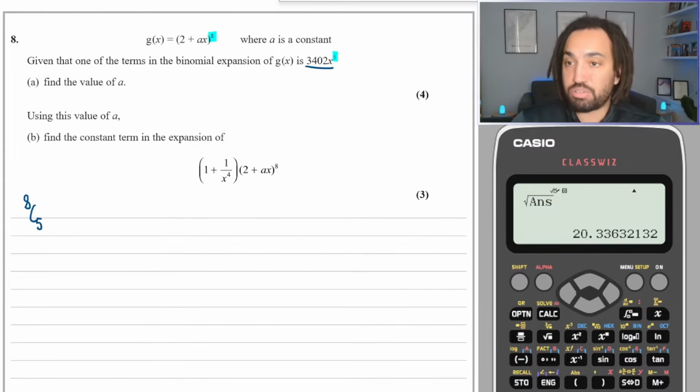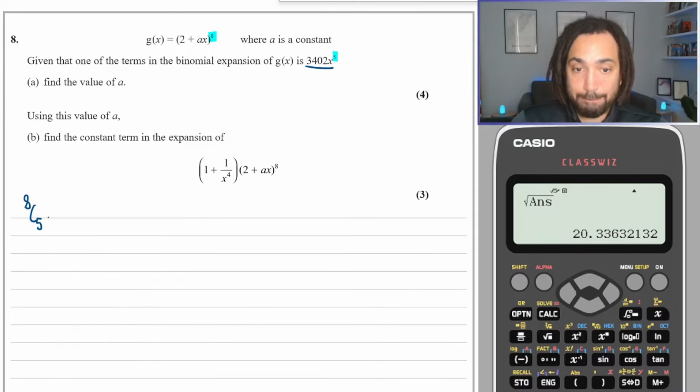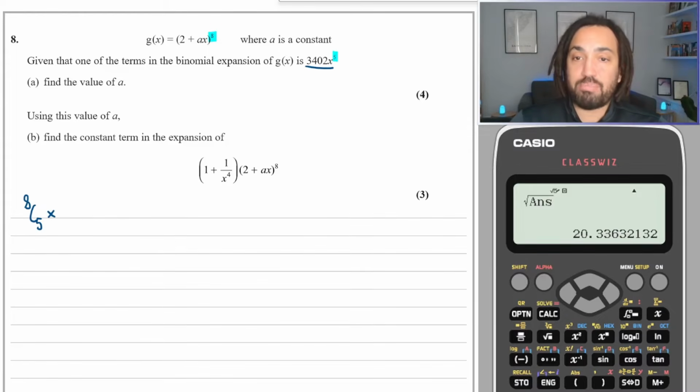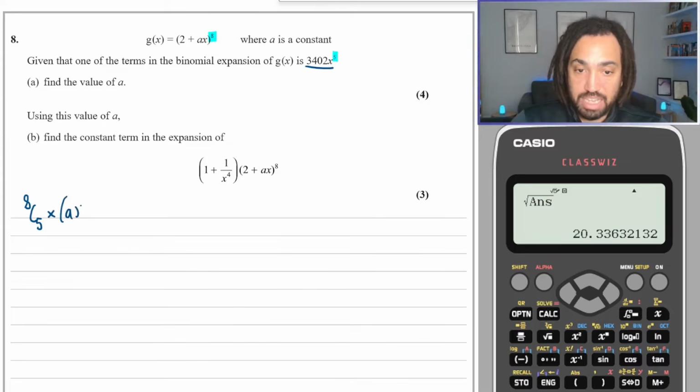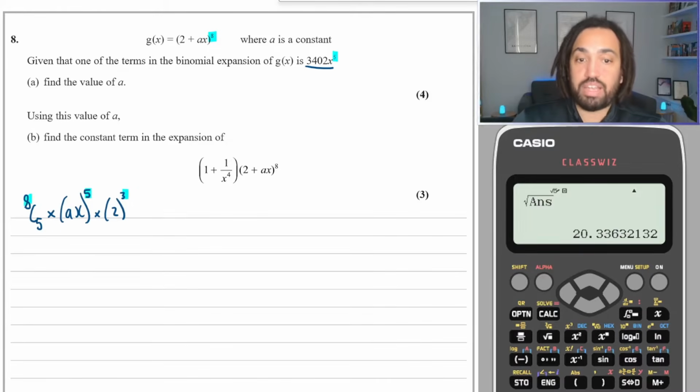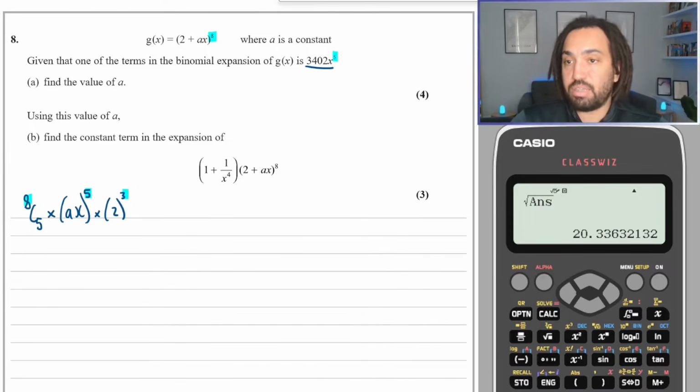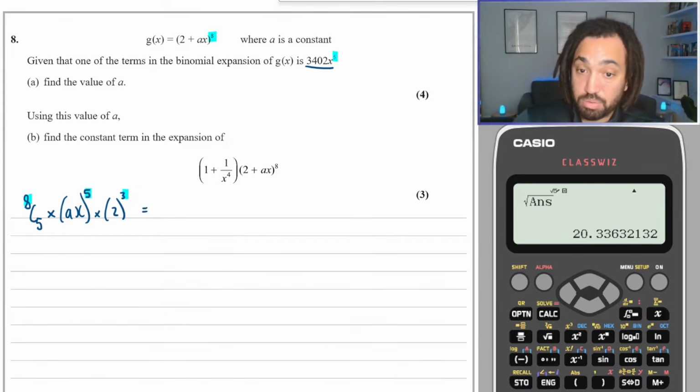So that is the Pascal's triangle number. And then we'll need to multiply that by whatever the x term is, which is ax, and I want that to the power 5. And then I'll need to multiply that by the other term, which in this case is a constant, which is 2, to the power 3. And that is because the powers must add to make the overall power of 8. So 5 and 3 make 8. Okay. And this is equal to 3402x to the power 5.